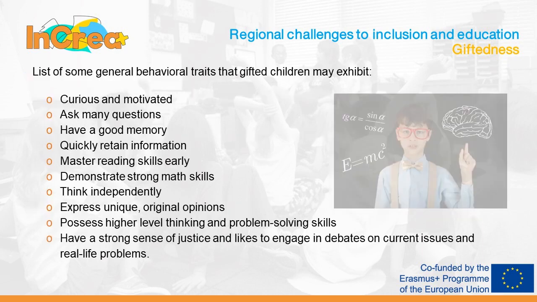A list of some general behavioral traits that gifted children may exhibit. They are curious and motivated. Ask many questions. Have a good memory. Quickly retain information. Master reading skills early. Demonstrate strong maths skills. Think independently. Express unique and original opinions. Possess higher-level thinking and problem-solving skills. Have a strong sense of justice and like to engage in debates on current issues and real-life problems.